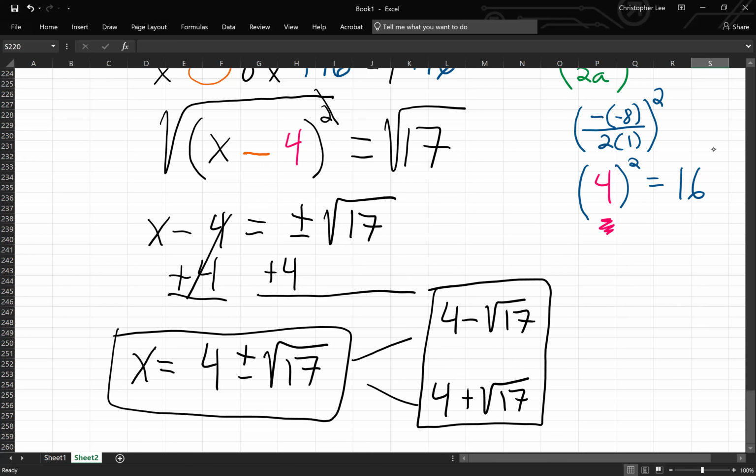Go ahead. Did you complete the square? Yeah. Oh, so you're good then. Well, a simple way, right? So that's whatever you want.